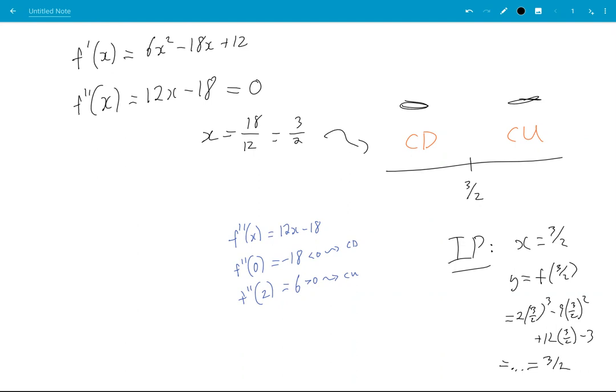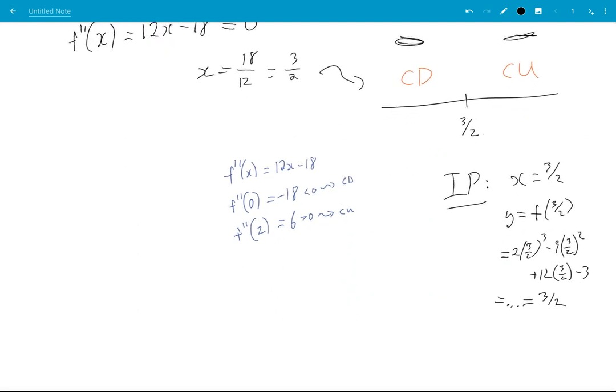It turns out to be 3/2. Okay, so you have to do this. You have to work this out because the inflection point is a point, an x value and a y value. So the IP is x is 3/2, and coincidentally, in this case only, it's just a coincidence that x and y are the same. Okay, let me repeat. IP, inflection point, is, and I need an x value and a y value.